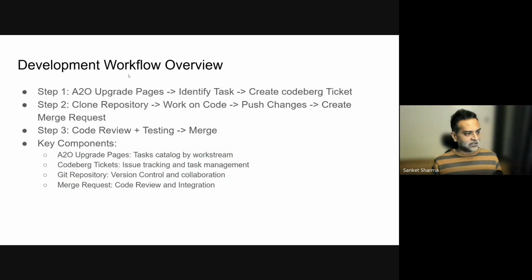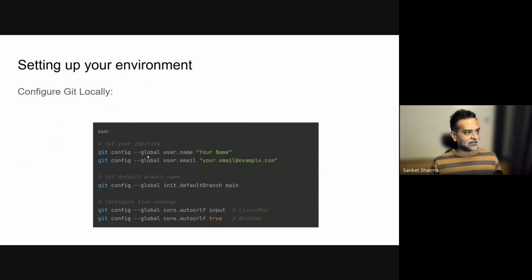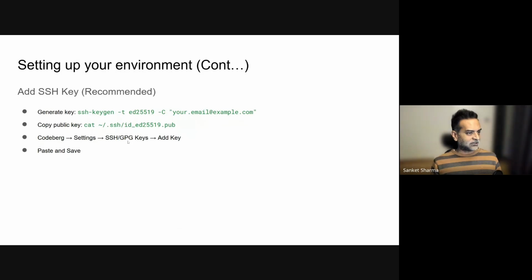So let's continue. This is basically what we discussed, the key components and how things are organized. We've already gone through registration and getting access to the repo. Then let's carry on. This is basically just some instructions to set up the Codeberg Git repository on your local machine with your username and your SSH keys to Codeberg. You can follow these instructions and set up your SSH key, so you don't have to type in your password every time you clone something or push something. I'm not going to go into a lot of these details. It's pretty straightforward.